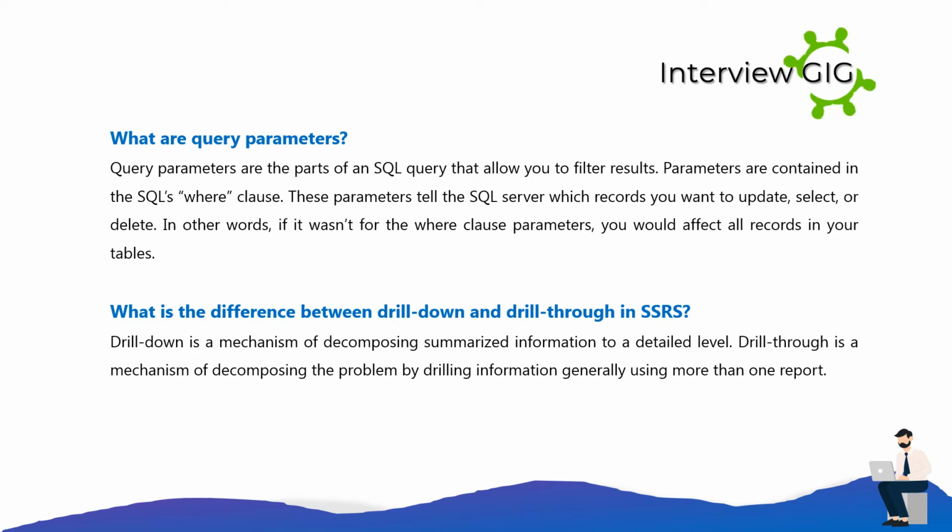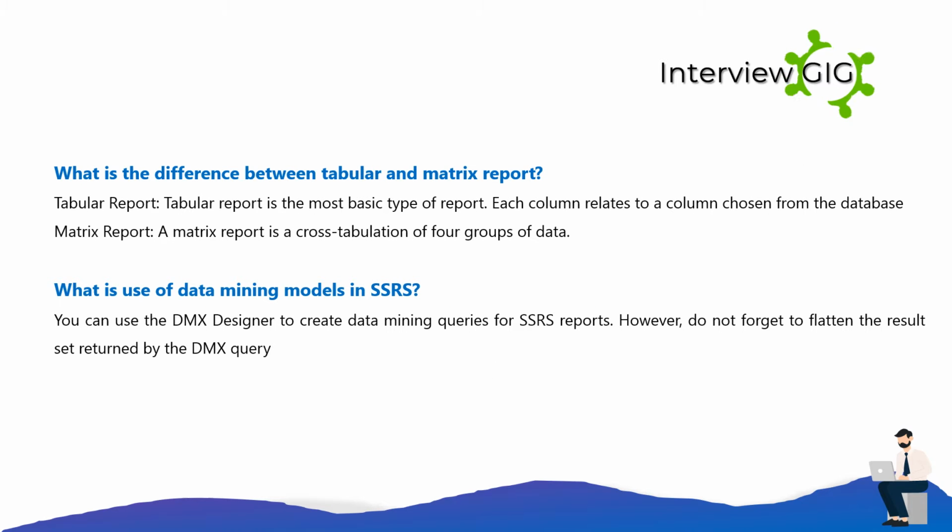What is the difference between drill down and drill through in SSRS? Drill down is a mechanism of decomposing summarized information to a detailed level. Drill through is a mechanism of decomposing the problem by drilling into information, generally using more than one report. What is the difference between a tabular and a matrix report? A tabular report is the most basic type of report. Each column relates to a column chosen from the database. A matrix report is a cross-tabulation of four groups of data. What is the use of data mining modules in SSRS? You can use the DMX designer to create data mining queries for SSRS reports. However, do not forget to flatten the result set returned by the DMX query.